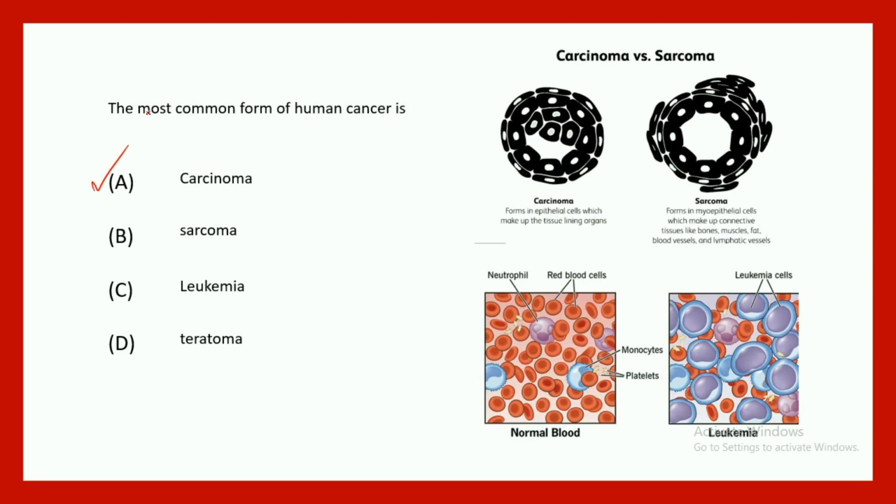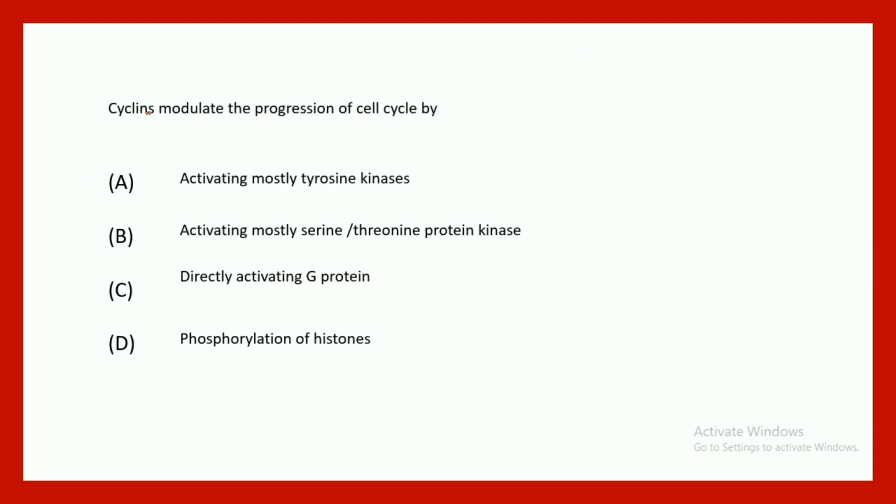The most common form of human cancer is actually carcinoma. Carcinoma is the cancer of epithelial tissue, whereas sarcoma is cancer of your myoepithelial cells, connective tissue, etc. Now here, leukemia is the cancer of the blood cells. So you can clearly understand the most common one is carcinoma.